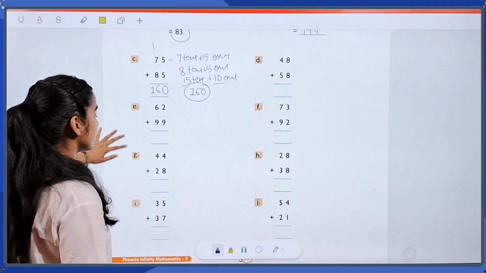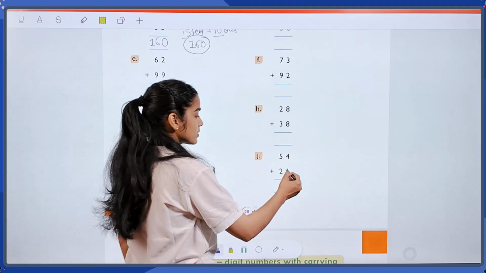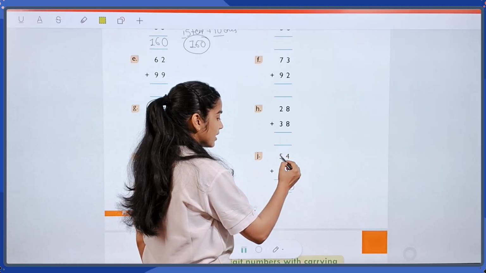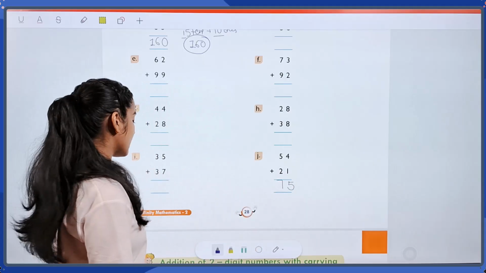So in the same way you have to solve this question. Let's take one more example. 4 plus 1 is 5 and 5 plus 2 is 7. So 75 is your last answer.